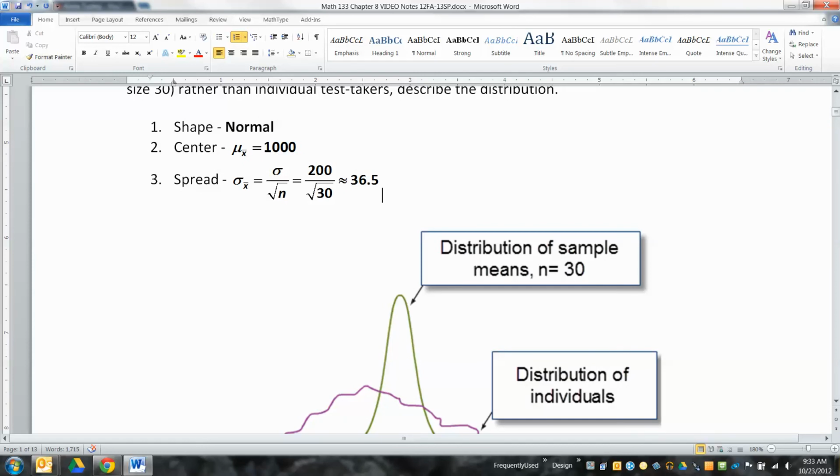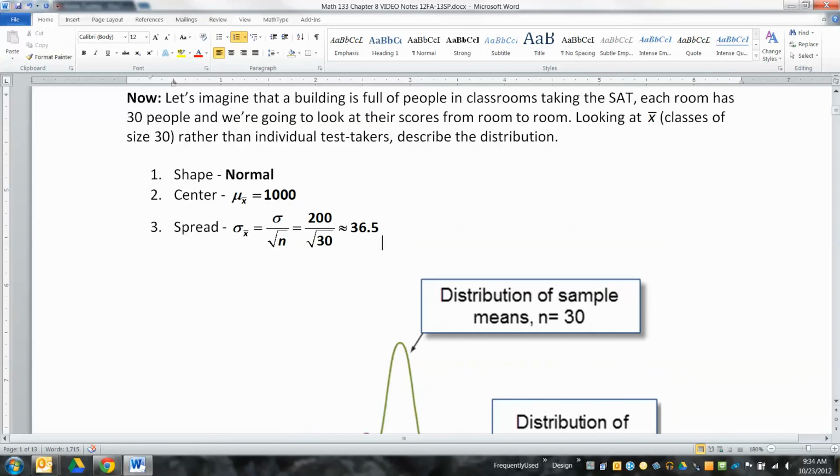Central limit theorem says that as you take samples instead of individuals, as you look at the group's average, it's going to become normally distributed. It's going to have the same center, but the spread is going to significantly shrink. And it's going to shrink based on how big your sample is. So for example, suppose it was rooms of size 100 instead. Just imagine that, like a building full of nothing but cafeteria-size rooms with 100 people taking the test at any one time.